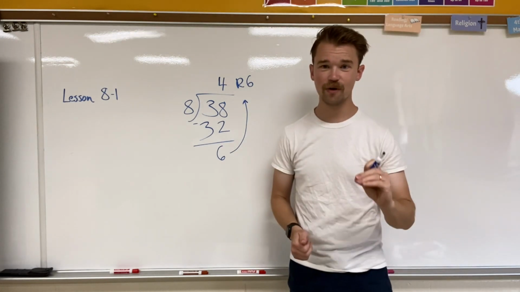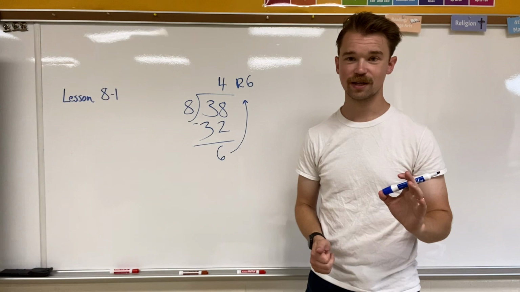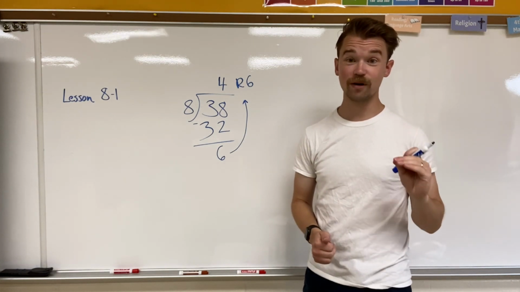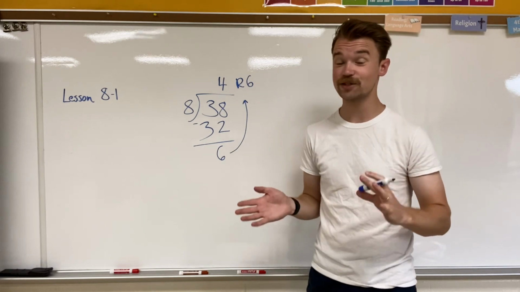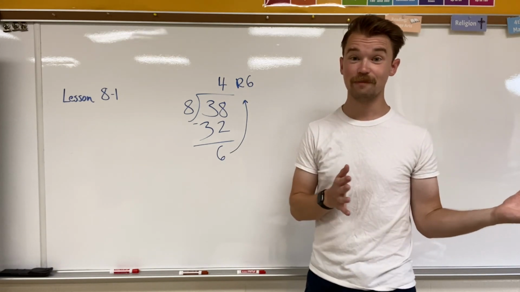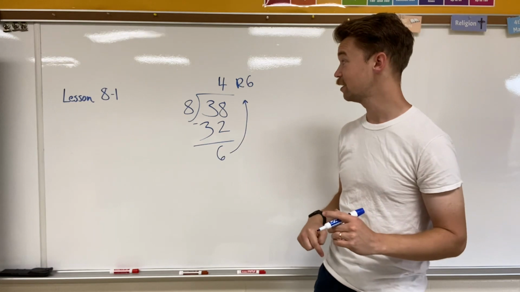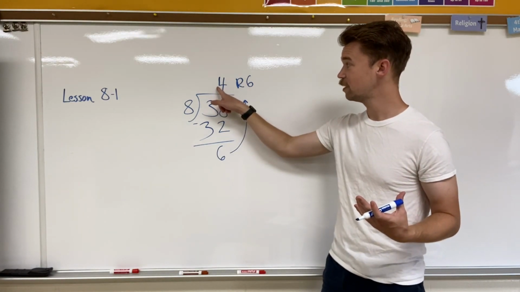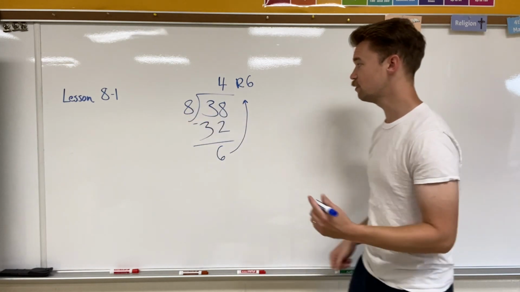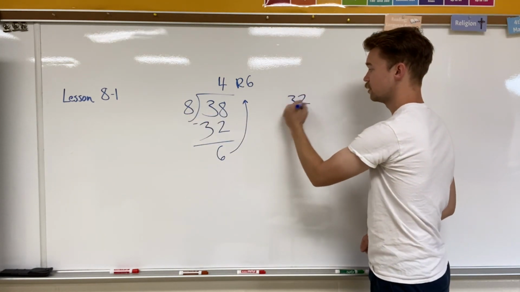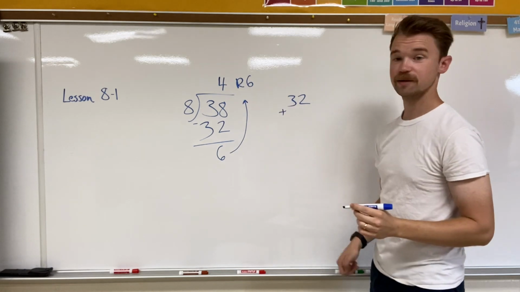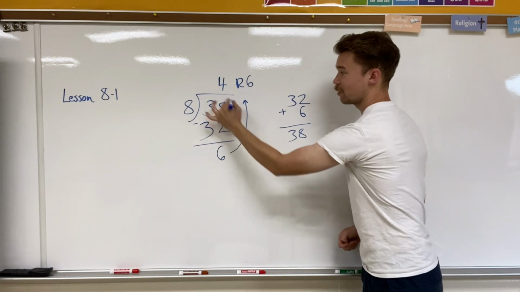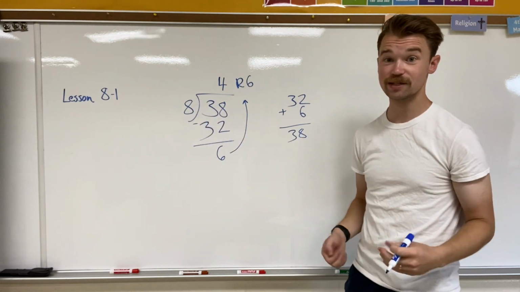Now, it's very important, my 5th grade friends and 4th grade friends, to make sure that we practice our multiplication skills, because I can double check. All I have to do is take 4 times 8. Well, 4 times 8 is 32. And I'm going to add 6, my remainder. I have an answer of 38. That's what I started out as my dividend, which means my answer is correct.